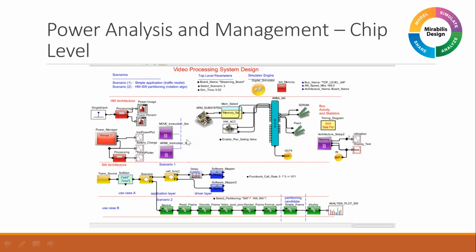At a chip level, this one is a chip with a large number of IP blocks. At the top level you can see DRAM, flash, an AMBA AXI bus, a hardware accelerator, memory select. You have an ARM core which has all the caches and things like that.